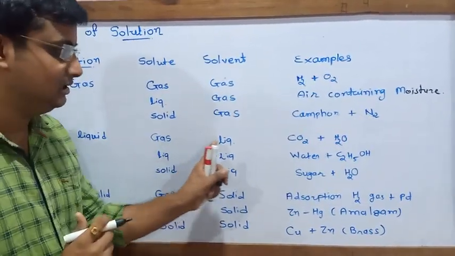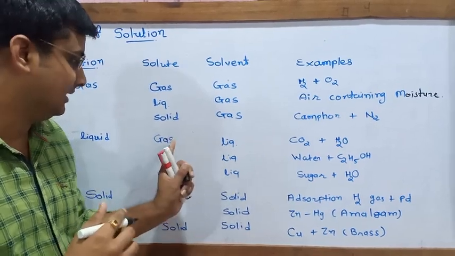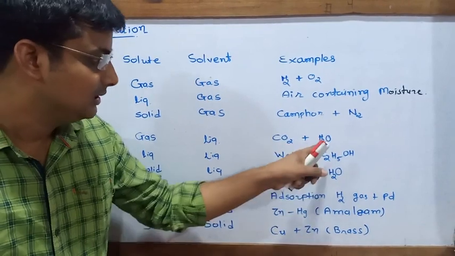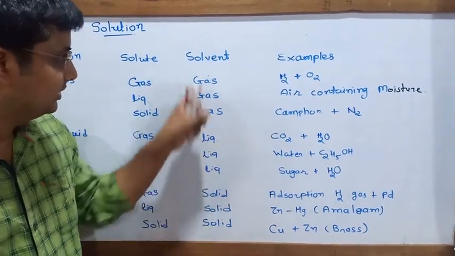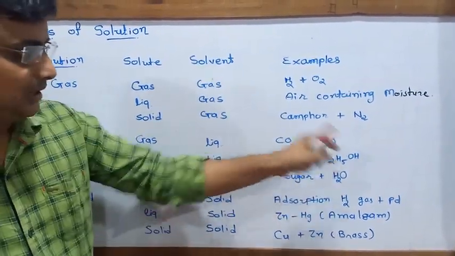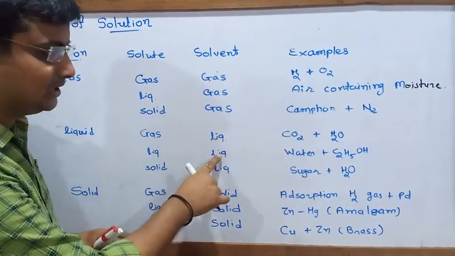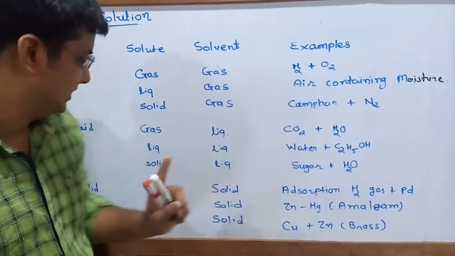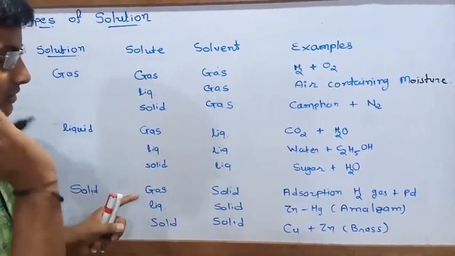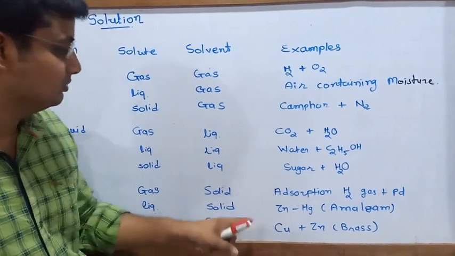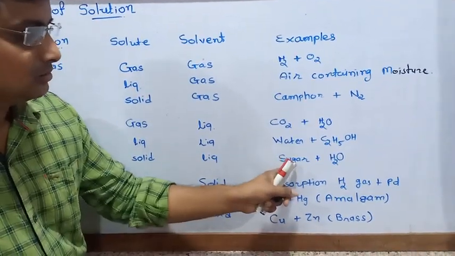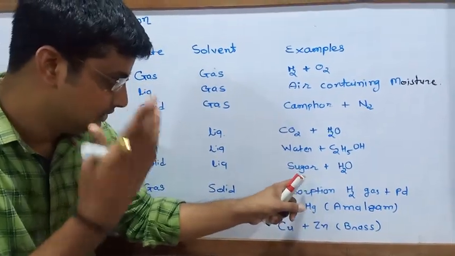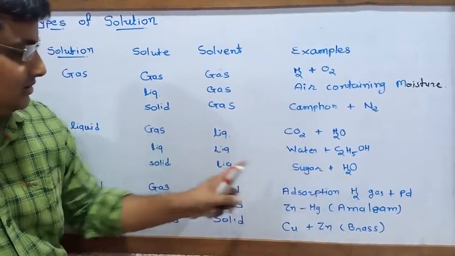Then gas in liquid, where gas is less in liquid. So सोडा वाटर में क्या होता है? पानी H2O, liquid वो solvent है, गैस उसमें ऐड होता है. Liquid in liquid, so water and ethanol, both are liquid. Solid in liquid: there are a number of such solutions in our daily life, like sugar plus water, NaCl plus water, because sugar and NaCl are solid and water is liquid.